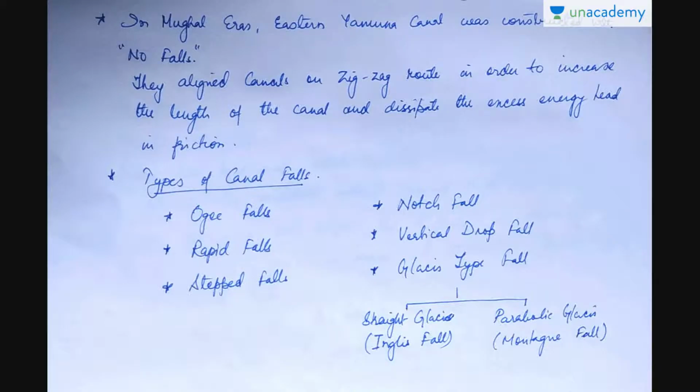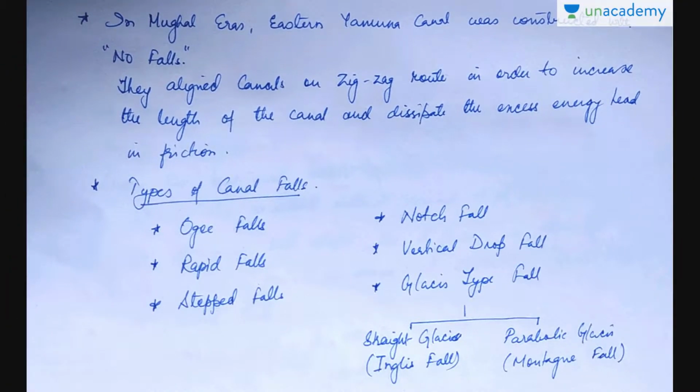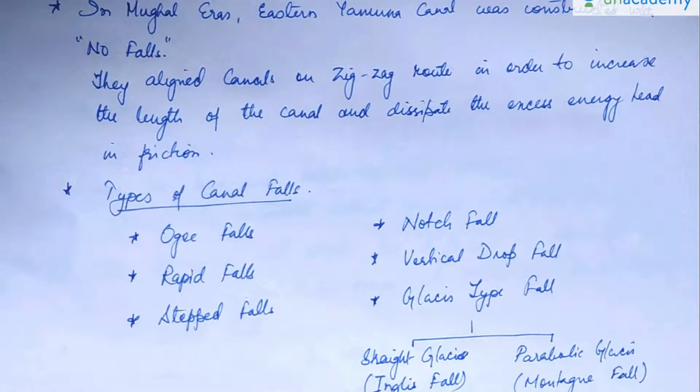And in the Mughal era, Eastern Yamuna Canal was built. In Eastern Yamuna Canal, they have not used any fall. There were no falls constructed there. Then how could they manage? They aligned the canals on a zigzag route in order to increase the length of the canal and dissipate the excess energy held in friction.